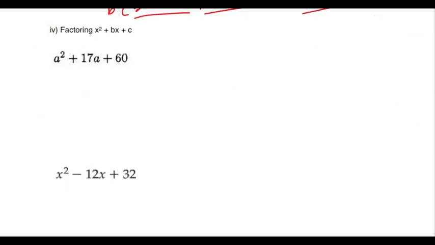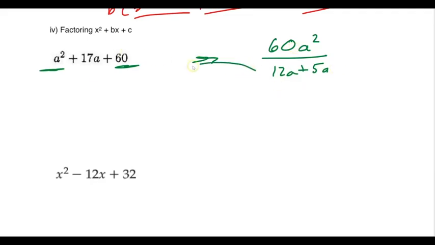Okay, how do you do it without a number in front? Without a number in front, you can still do it the same way. Let's do this first. If you like that method, it still works. I wouldn't recommend doing it because it takes forever. In this case, a squared, I need two things that multiply to get 60, but add to get 17. That is 12a and 5a. That's the hardest part, by the way. For me, the hardest part of doing this is trying to figure out the combination. 12 times 5 is 60. 12 plus 5 is 17. Plug it in for the middle.